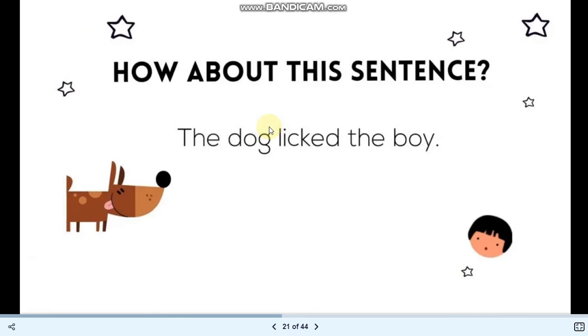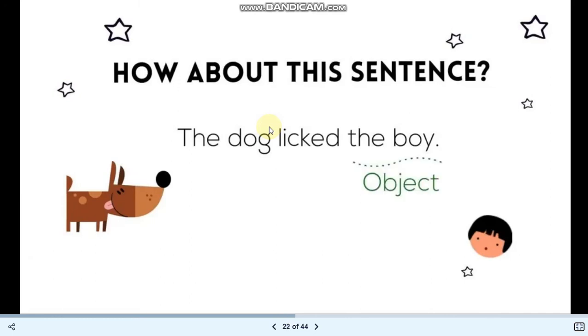How about this sentence? The dog licked the boy. Let's find out if this is correct. Okay, this is a correct sentence, but this time I'm going to introduce to you another extra part of a simple sentence, which is the object. As you can see, in this sentence, we have the dog as a subject, licked as a verb, and it has an extra part, the boy. The boy is the object of the sentence.